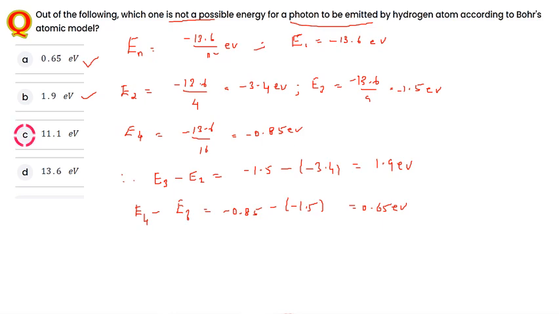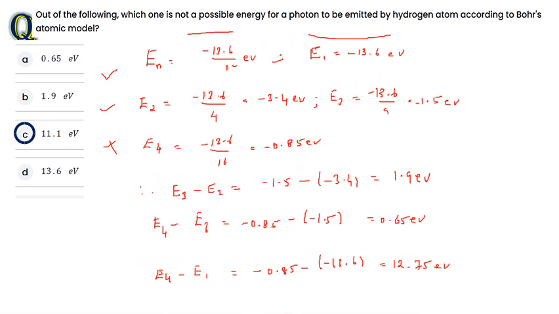Next we'll see E4 to E2, and E4 to E1. For E4 to E1, it is minus 0.85 minus the E1 value, which is minus into minus is plus, minus 13.6. What you are going to have here is 12.75 electron volt. So 12.75 electron volt is also an option that is possible. So in all the cases, the option that is not possible here is 11.1. You won't get this possibility. So the answer in this case is 11.1.